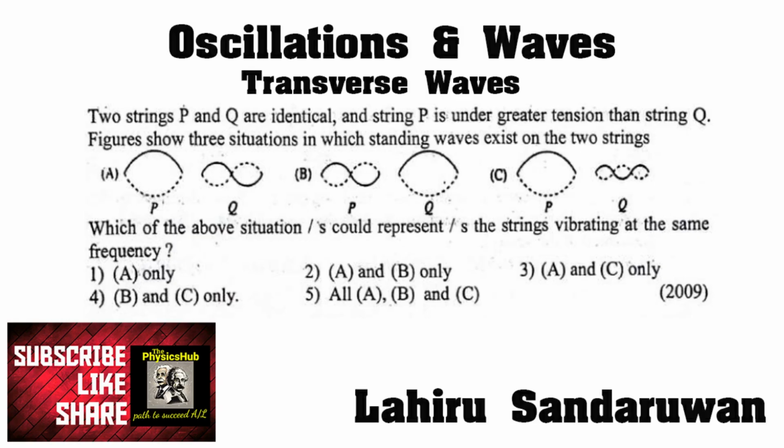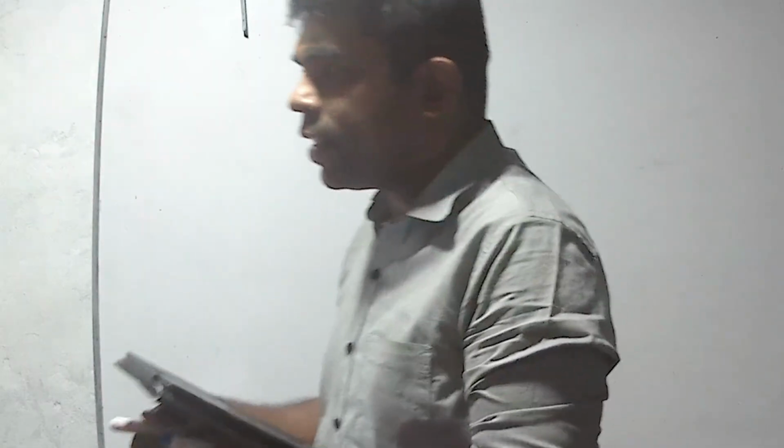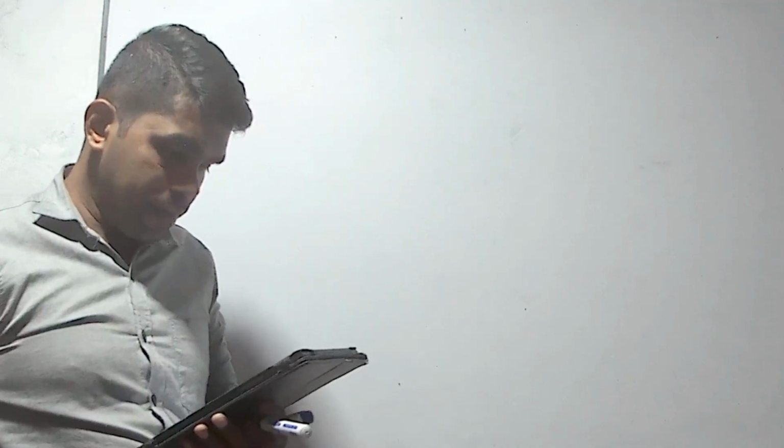Strings P and Q are identical, and string P is under greater tension than Q. The figures show three situations in which standing waves exist on two strings. Which of the above strings could represent the strings vibrating at the same frequency? They have given that there is the same frequency, but the tension of P is greater than the tension of Q.